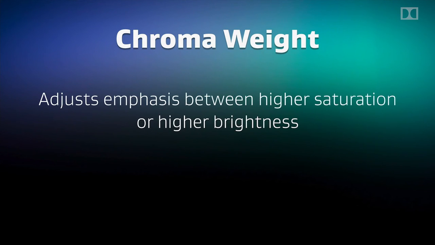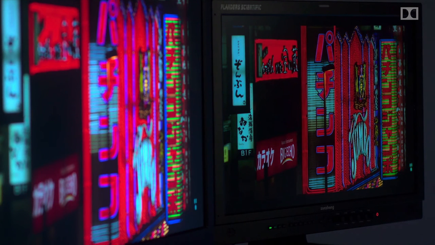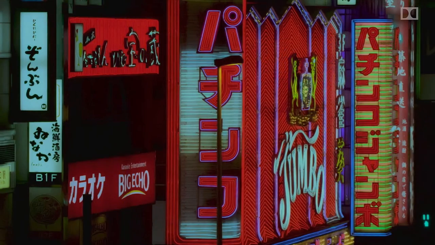For example, in a shot like this, with these super saturated neon signs, we can see the analysis kept the brightness, but the reds aren't as rich as I might want. If I dial in some more chroma weight, it helps to bring out those super saturated reds on the neon signs.